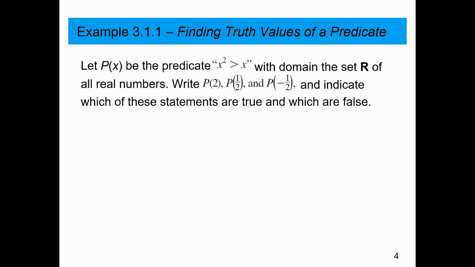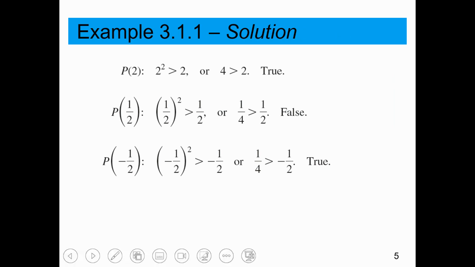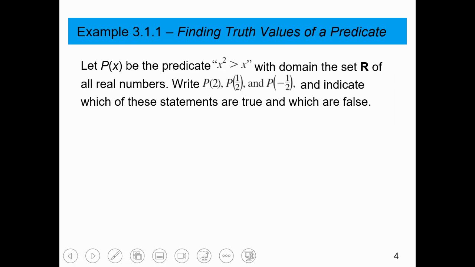So we let P of x be the predicate: x squared is greater than x. So we see that this has a finite number of variables, namely 1. And the domain is the set of real numbers, all real numbers. We're going to find P of 2, P of 1/2, and P of negative 1/2. So this predicate is going to become statements when we substitute these values, and we can indicate if the statements are true or false.